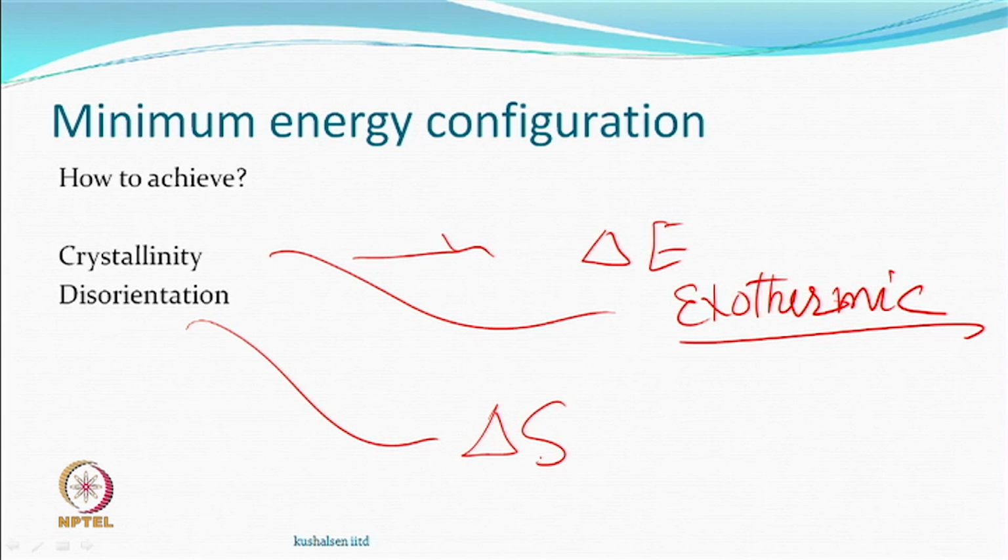So, theoretically from this equation what we are saying is delta E should be negative and delta S should be positive. The more positive it is, the better for us. So, that means this may be representing the entropy. More is the disorientation in a system, entropy is increasing, and therefore, finally, delta G may be negative.